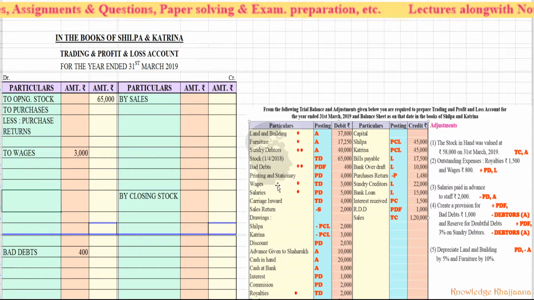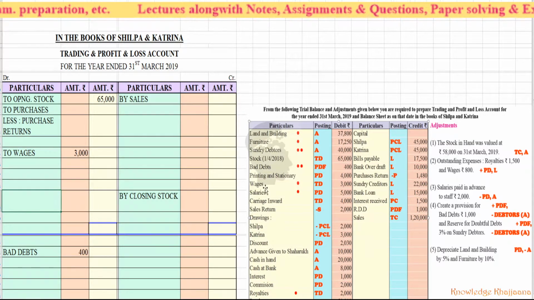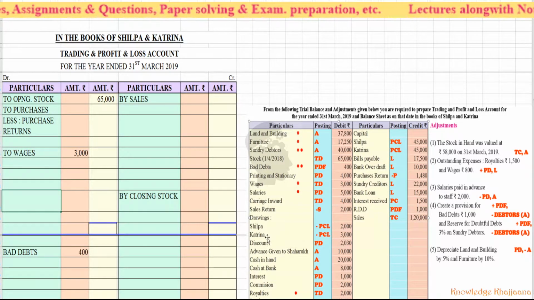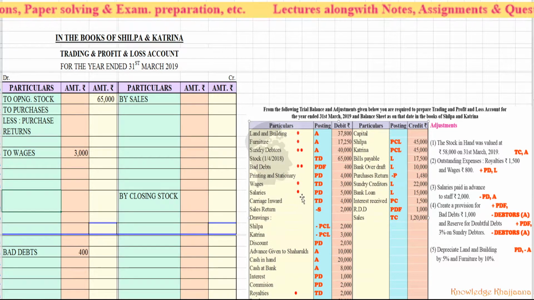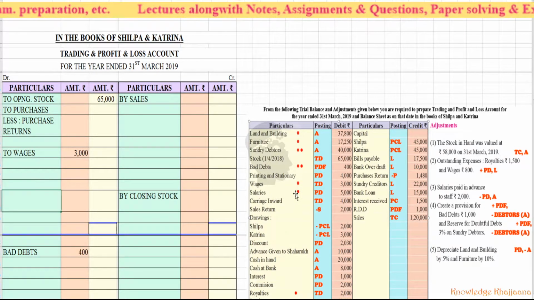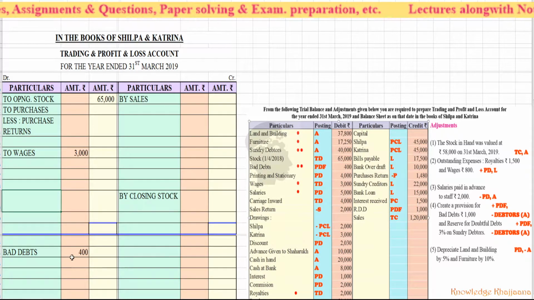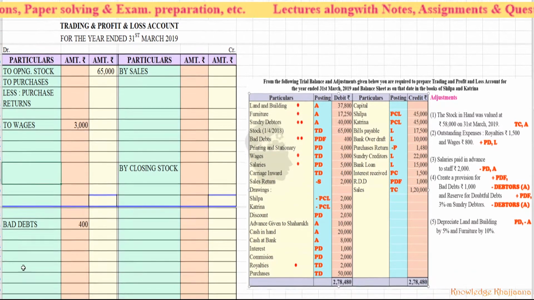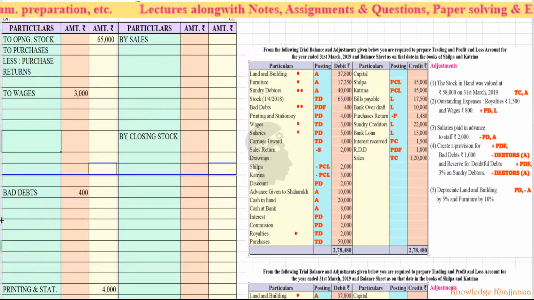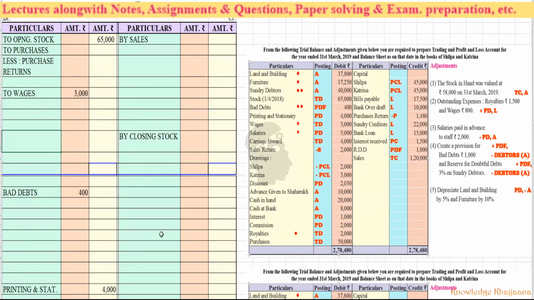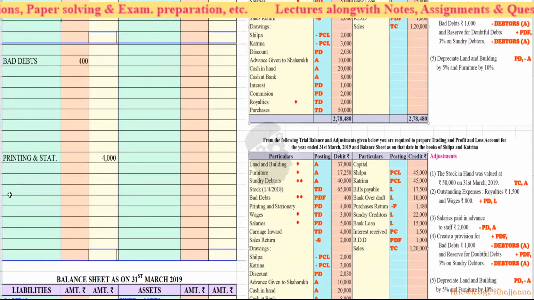See, wages are given to the workers. Okay, workers were in the factory. So wages are always recorded in the trading account. And salaries are given to the employees. Employees were in the office. So salaries come under the profit and loss account because those are expenses which are not recorded for trading and manufacturing. Okay, those are the office expenses. So, salaries.